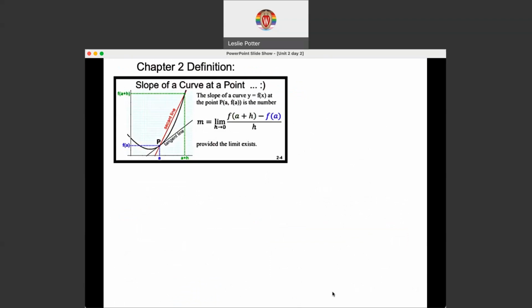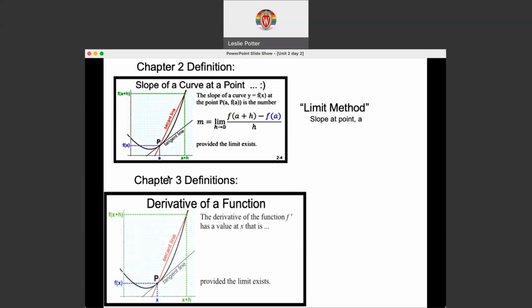Okay, so our unit 1 definition, right? This is the limit method. This is a typo. This is the limit method, right? We call that the slope of the curve at the point. We know it's the derivative, right? So our new definition, gosh darn it, these are pretty bad.